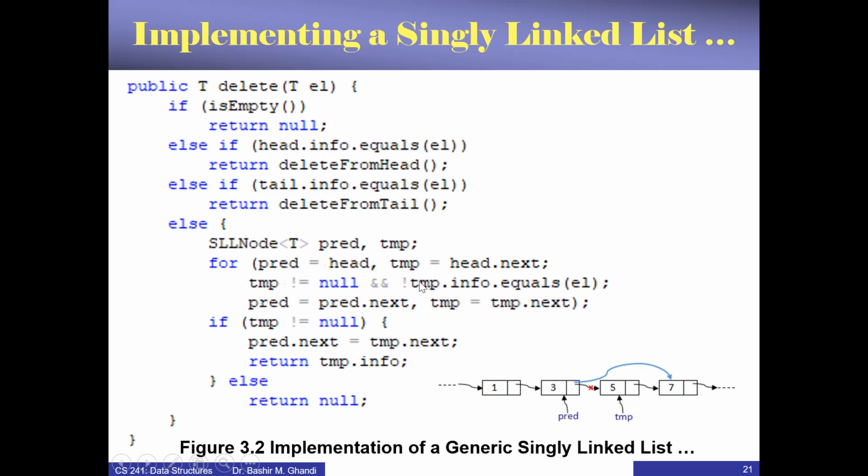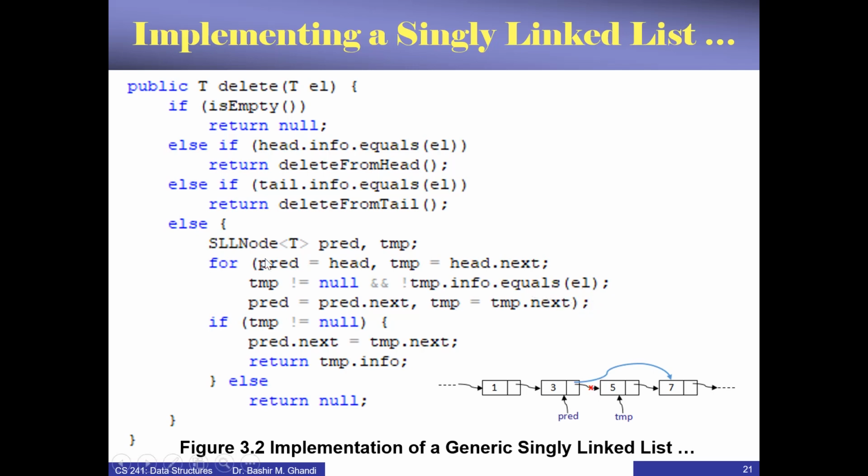Okay, the condition for the loop is, as long as we have not reached the end of the list, and as long as we have not found the target. So same condition as defined: temp is not null and temp.info is not equal to element. But the increment involves updating both references, pred and temp. So we have pred becomes pred.next, temp becomes temp.next. So these two references will be moving together until either we reach the end of the list, in which case temp will be null, or we have found the target, in which case temp.info will be equal to our target.